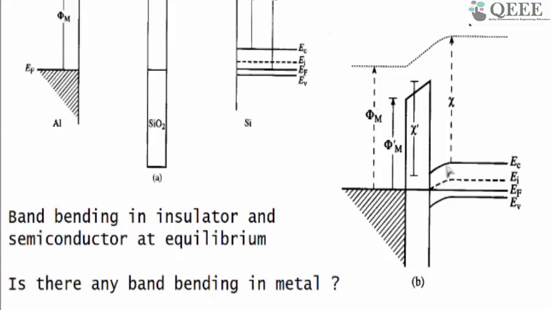Because any bending in the conduction band, valence band, or the intrinsic level shows that there is some electric field present.